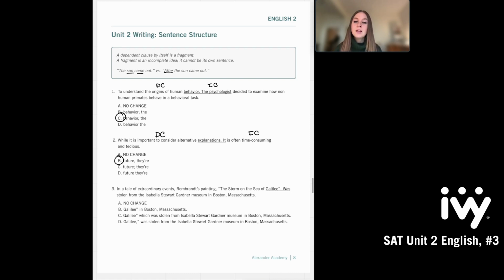And number 3, in A Tale of Extraordinary Events, Rembrandt's painting, The Storm on the Sea of Galilee, was stolen from the Isabella Stewart Gardner Museum in Boston, Massachusetts. In this example, we need to have both a subject and a predicate in order to have a full sentence, which is not the case in this second clause beginning with the word was here. There's no subject in that sentence, therefore we should combine the two as in choice D.